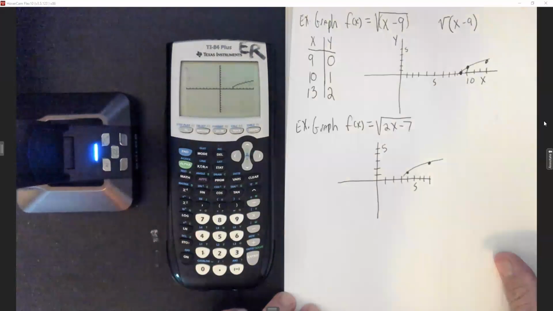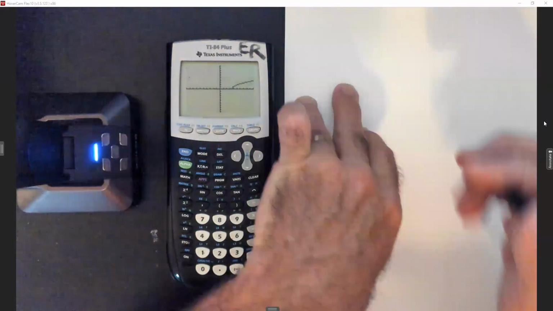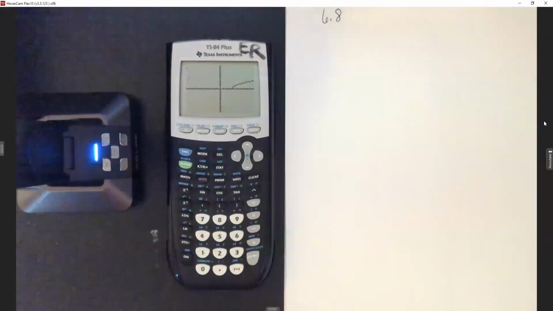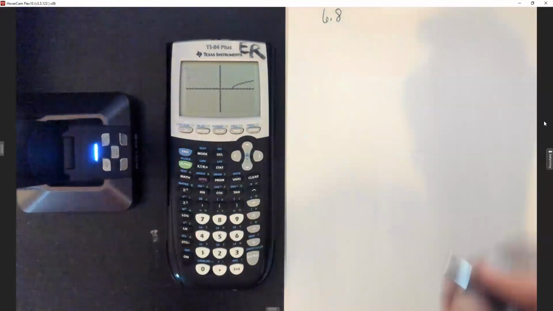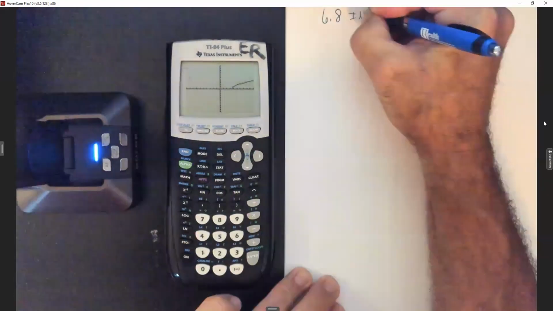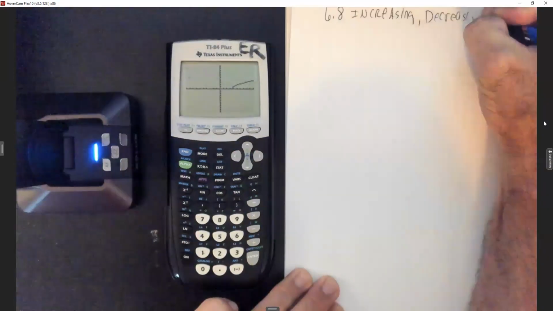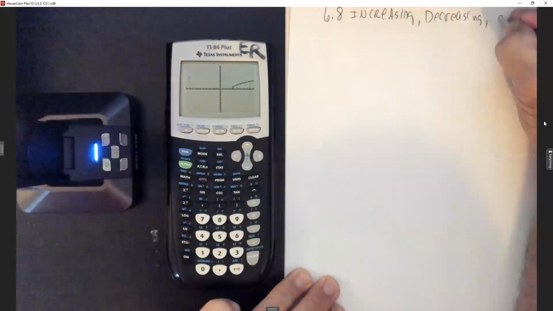All right, let's see. So next, we're getting into 6.8. And it covers a few things. It covers increasing, decreasing, and we're going to look at piecewise functions.